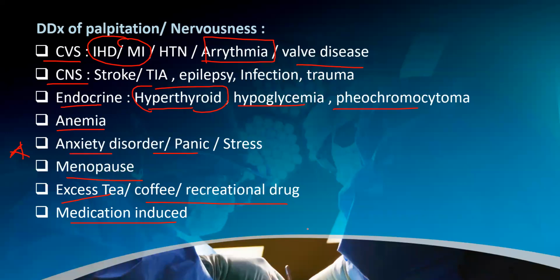Another important thing that you can rule out is respiratory related cause, especially pulmonary embolism can cause tachycardia or palpitation sometimes. If it's a very acute onset of tachycardia, you should rule out pulmonary embolism as well. Okay, so this will be your differential diagnosis.